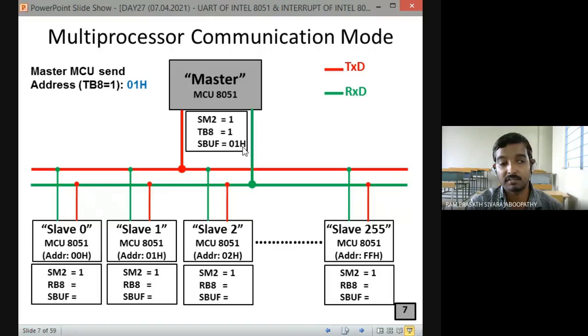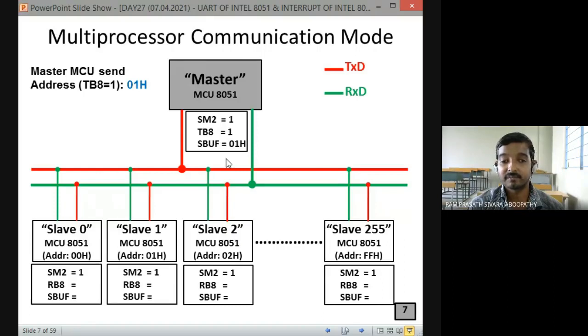SBUF plus 01 value is there, SM2 is set, TB8 is 1. Fine. So it is going to be transmitted to all the slaves. Listen carefully. It is going to be transmitted to all the slaves. So now what will be received in all the slaves? What will be received in RB8? Can you people type it in the chat? Which logic is it going to receive at RB8?